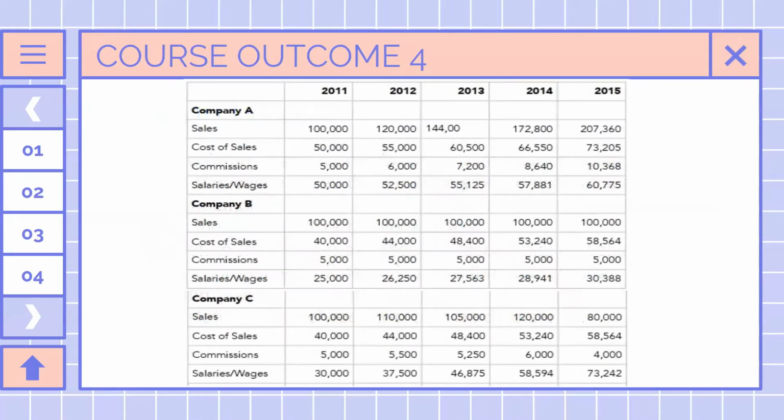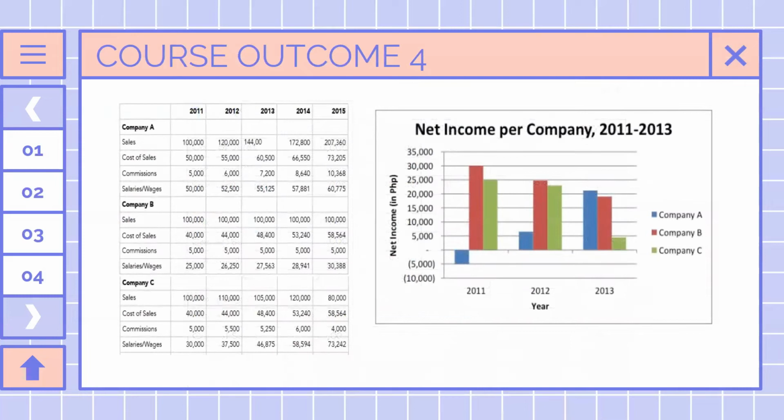So here, using this data given, let us construct a column graph for company A versus company B and C's net income for the year 2011 to 2013. So when we put this into a graph, using the column graph, it will look like this.